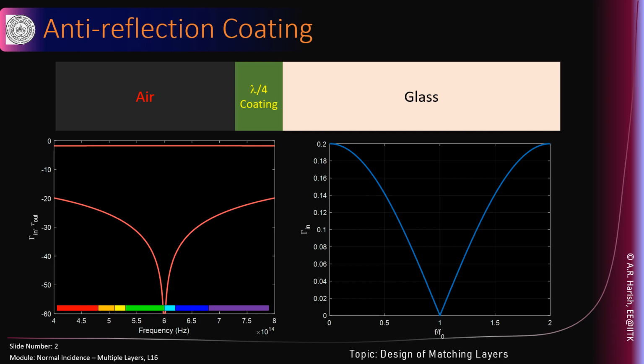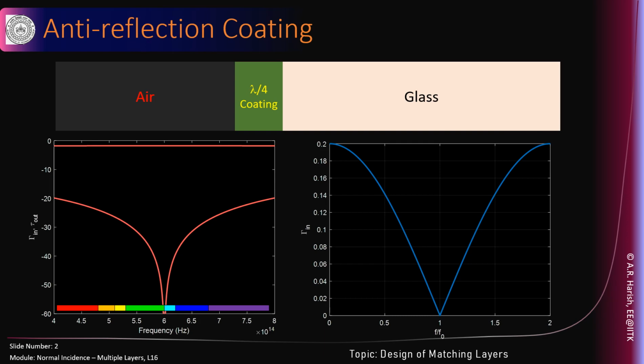And the figure on the right is very similar, but the scale has been modified a little bit. Instead of plotting the frequency, we have plotted normalized frequency, that is frequency upon f naught, the design frequency. In this case, f naught happens to be 6 10 to the power of 14. Therefore, at f upon f naught equal to 1, the reflection coefficient will be 0. And the other change we have done is the gamma in scale on the left figure was in decibels. We have converted it into linear scale.